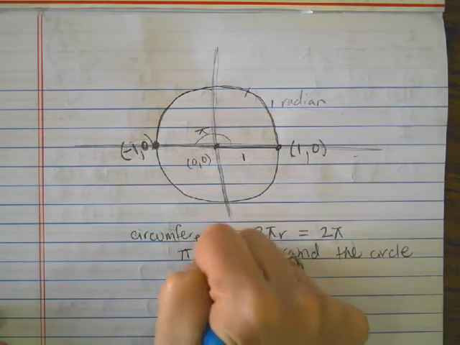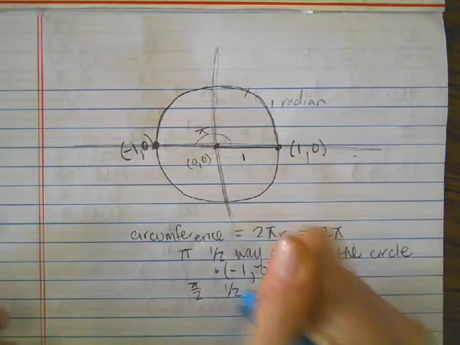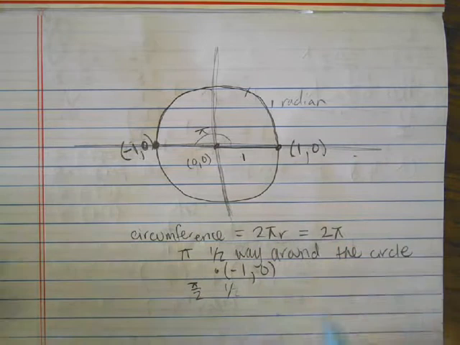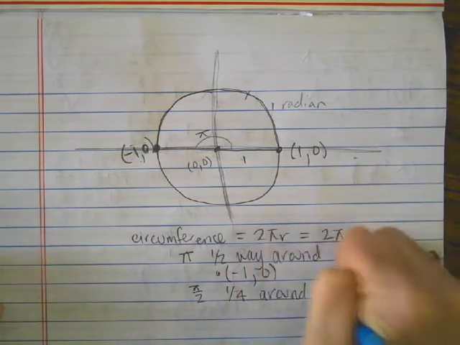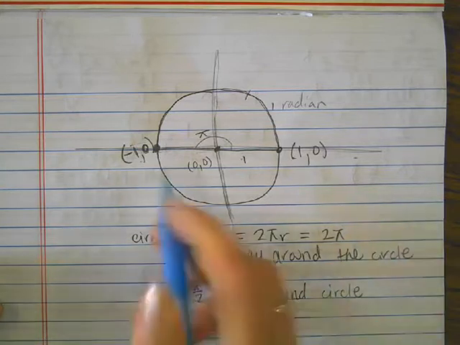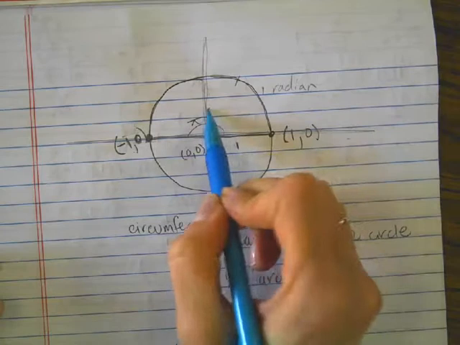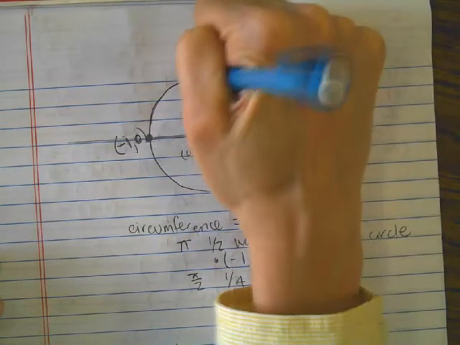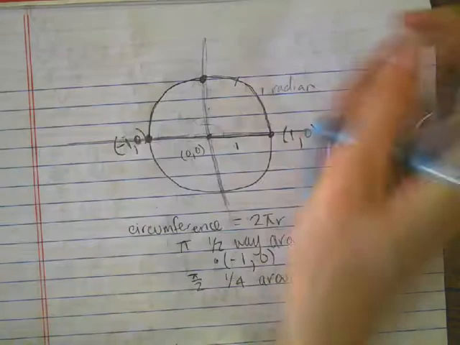Now, to go a quarter, so this is halfway around the circle. Pi over 2 is a quarter around the circle. Why? Because it's half of pi. If pi is half, then it's going to be half of a half, which is a quarter. That would be this distance here.